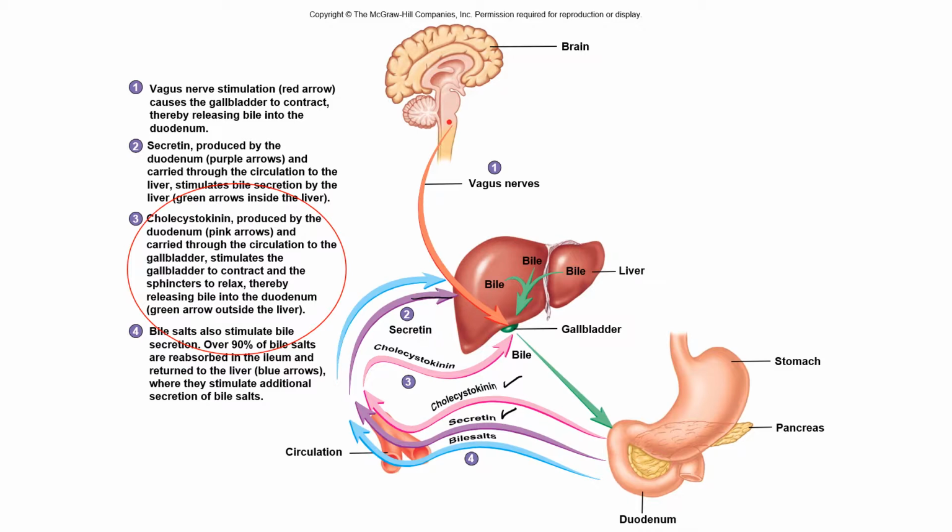Secretin is going to stimulate the liver into producing more bile. Cholecystokinin is going to cause contraction of the gallbladder and the release of bile into the small intestine. About 90% of the bile secreted into the small intestine is going to be absorbed at the end of the small intestine in the ileum, will circulate in blood, and when it goes back to the liver, it will stimulate production of even more bile.